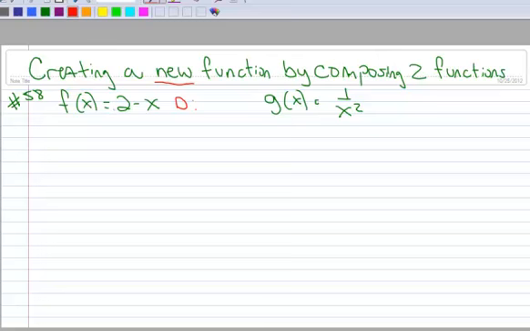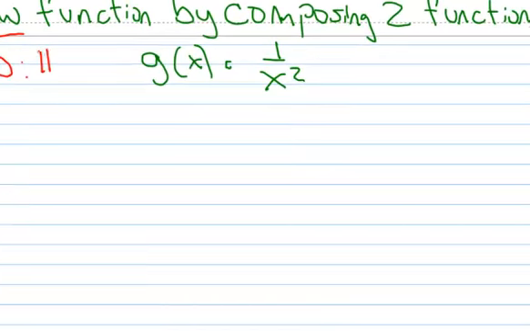So f of x equals 2 minus x. That's a linear function. The domain is all real numbers. And g of x, 1 over x squared, the domain of that, well, x can't equal 0 because we can't have 0 in the denominator. All right, so let's start on our first one here.